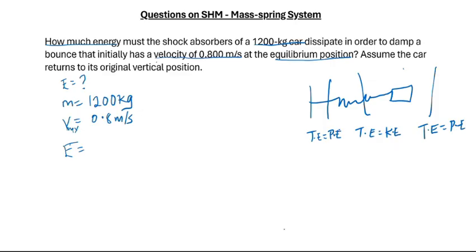If you don't understand, or if you haven't watched our video on how we derive the formula and explain this, you can go back and do justice to that. Here we are talking about the equilibrium position, so the total energy will be equal to the kinetic energy, which is half mv squared. Our mass was given, our velocity also was given, so we can just plug in 1200 and our velocity 0.8 all squared. By the time we punch this inside the calculator, we will get 384 joules, and that's that for this question.